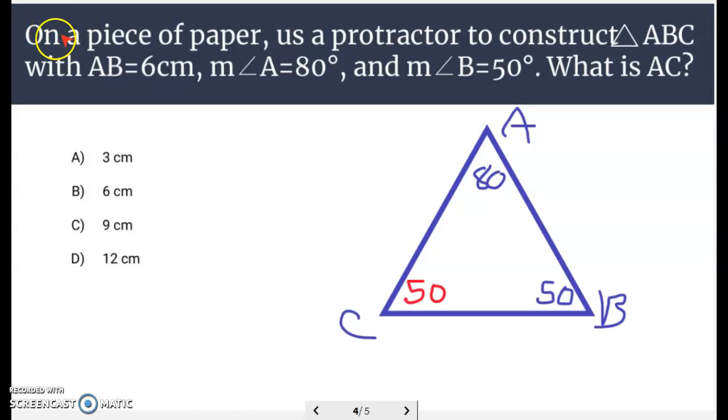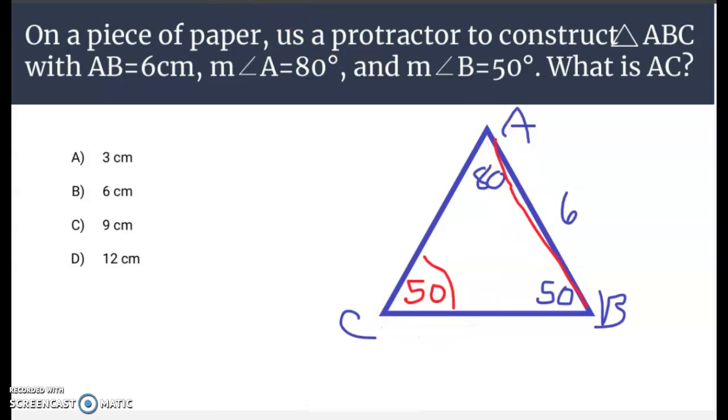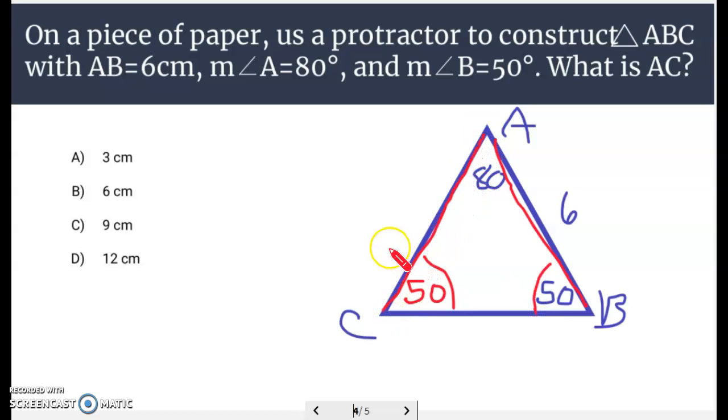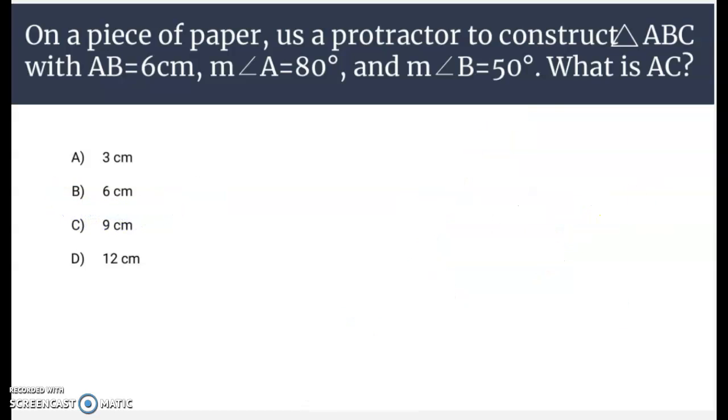Alright, and what else do they tell us? They tell us that side AB is 6 centimeters. Now, the thing about triangles is, the opposite sides correspond to the angles. So angle C would correspond to side AB here. And angle B would correspond to side AC. And the question's asking, what is AC? Since angle C is 50 and has an opposite side of 6, angle B is also 50, so it would also have an opposite side of 6. So AC would have to be 6 centimeters, just like AB.